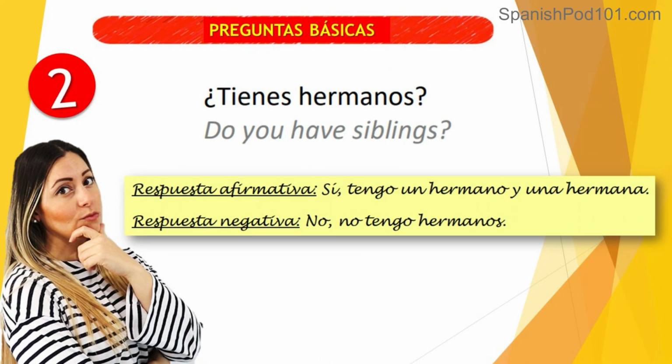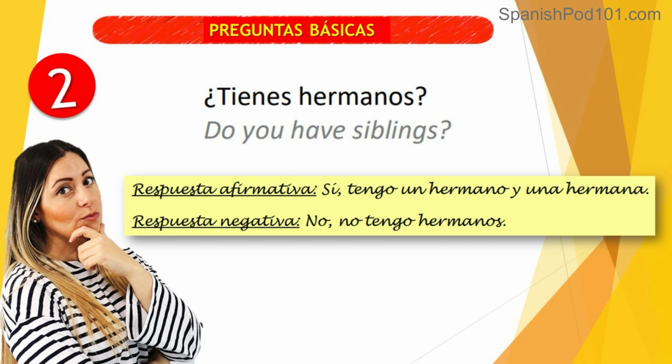Pregunta número 2. ¿Tienes hermanos? Do you have siblings? You can answer this question in an affirmative way and say, sí, tengo un hermano y una hermana. Yes, I have a brother and I have a sister. Or if you want to give a negative answer, you can say, no, no tengo hermanos.